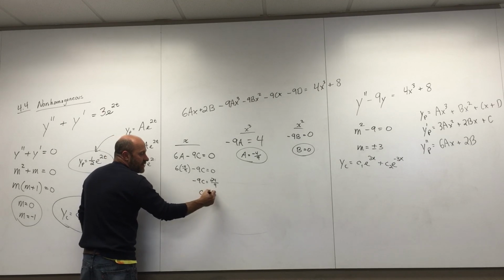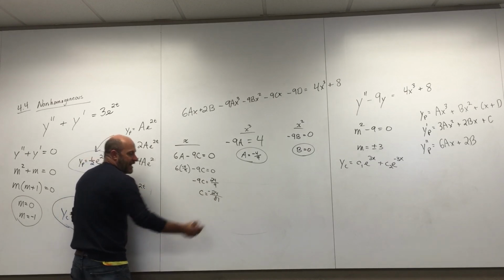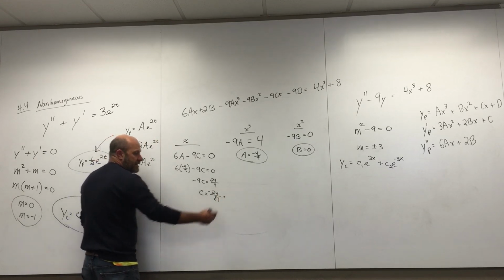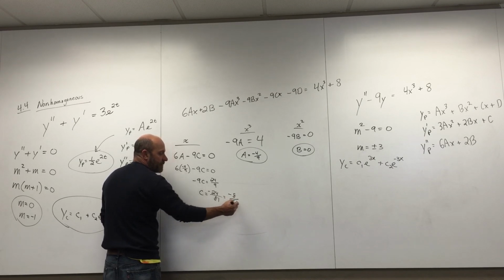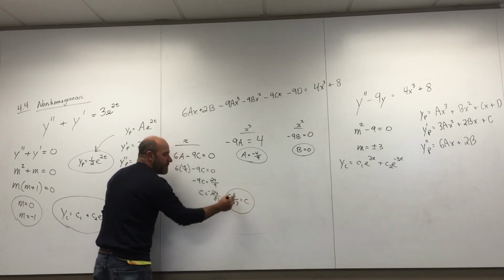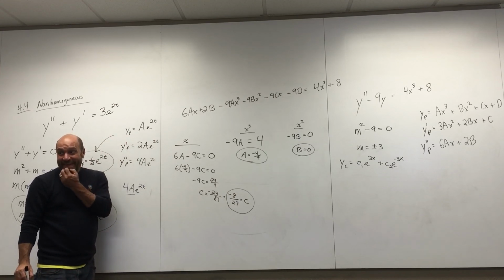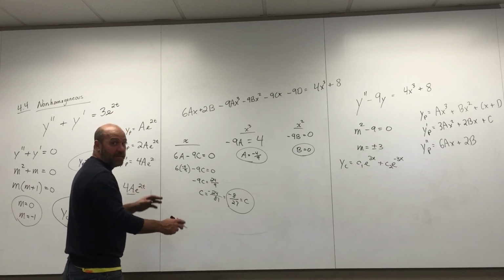C is negative 24/81. Beautiful number. It reduces a little bit. If you divide by 3, it's a negative 8/27. That's a little better. That's my c. You guys okay? It's kind of a tedious method. It's not necessarily that difficult, but a little tedious.